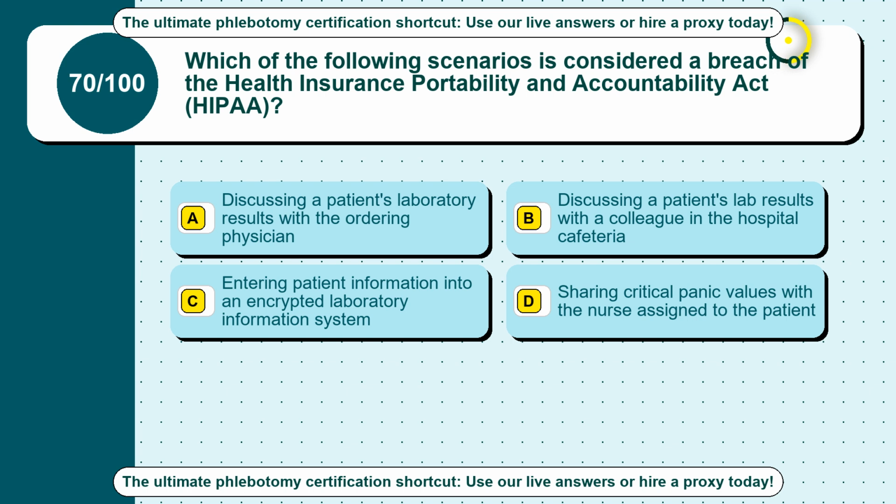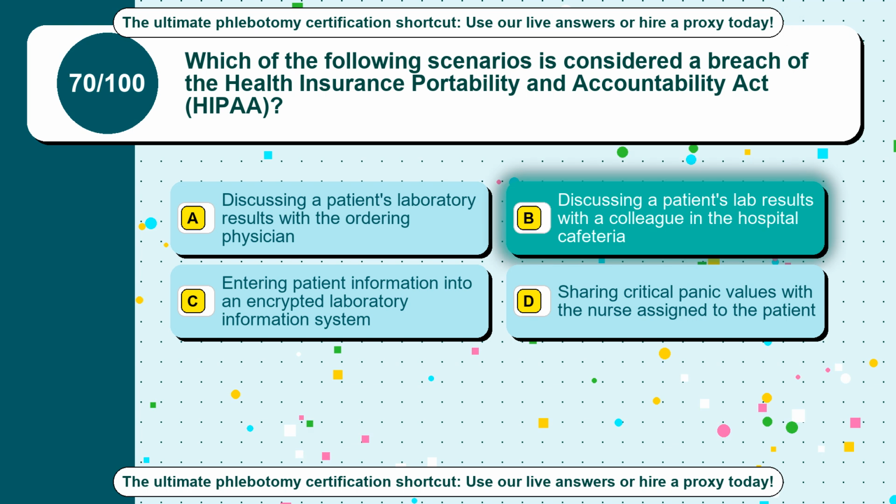Discussing a patient's lab results with a colleague in the hospital cafeteria. Option C. Entering patient information into an encrypted laboratory information system. Option D. Sharing critical panic values with the nurse assigned to the patient. The correct answer is option B.